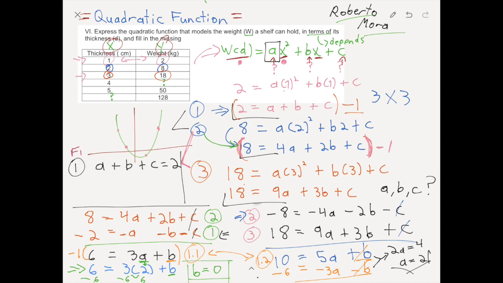At the end, I'm going to use equation number 1 because it's the easiest one, and I'm going to substitute the a and b that I just found. So a is equal to 2 plus b, which we know is 0, plus c, which is now my only variable, and that is equal to 2. Therefore, c is equal to 0.